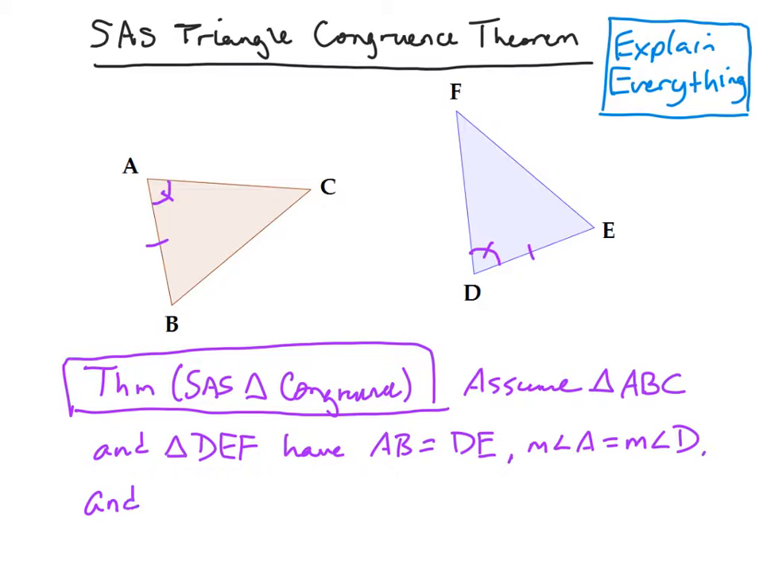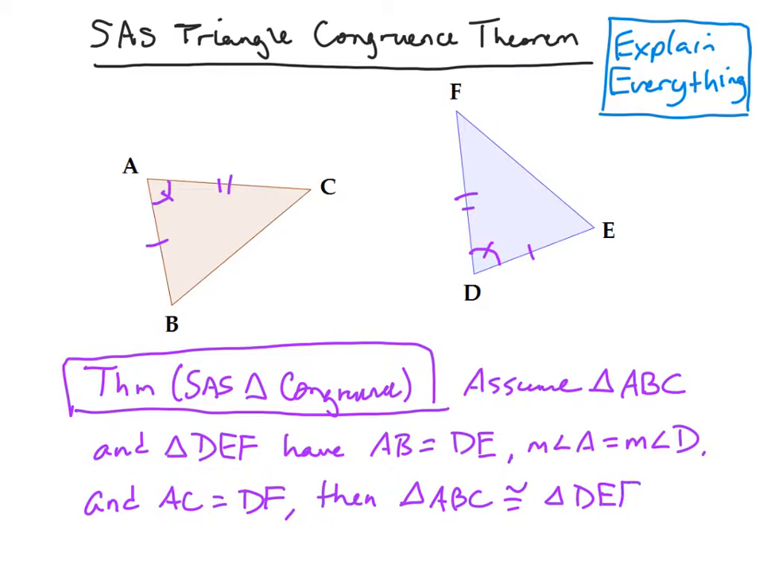And AC has the same measure as side DF, the same length. So I'm going to mark those as having the same length. Then triangle ABC is congruent to triangle DEF.